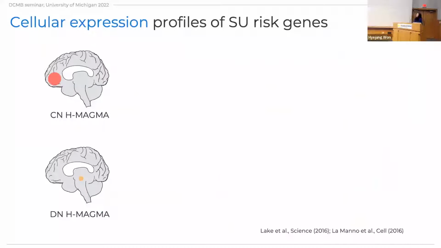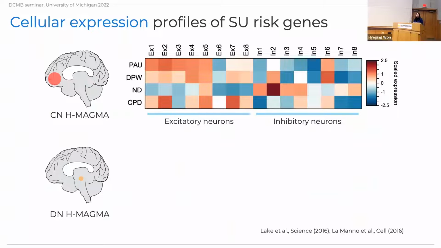Secondly, we wanted to see what kind of cell types are associated in explaining substance use risk. And using cortical neuronal H-MAGMA, we wanted to see which cortical neurons are playing an important role in understanding substance use biology. And here we found that, oh, again, I can't find it, sorry.